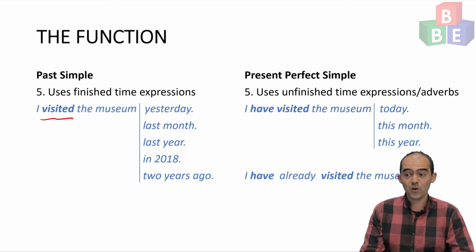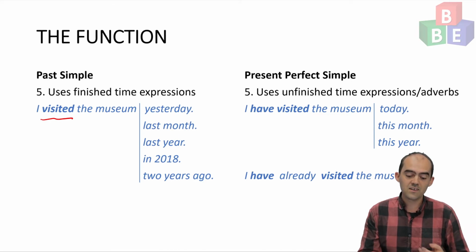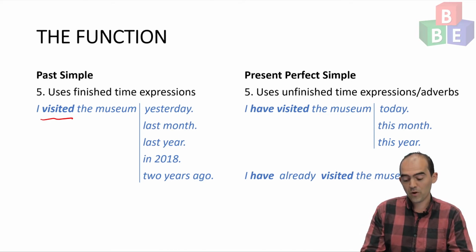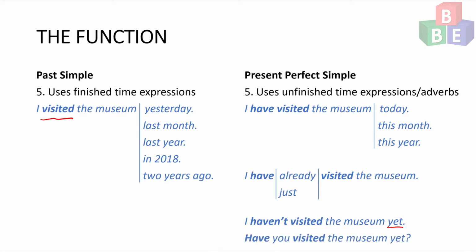Similarly, we can use adverbs like I have already visited the museum, which means that this happened before the moment of speaking. Or I have just visited the museum, which means this happened recently. We can use the adverb yet in negative sentences. I haven't visited the museum yet, but hopefully in the future I will. Or in questions. Have you visited the museum yet?